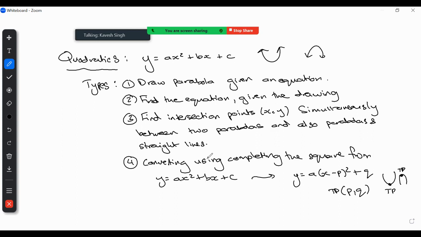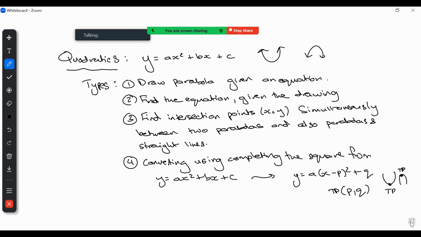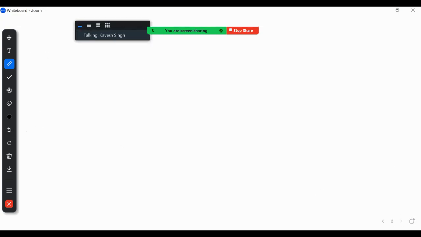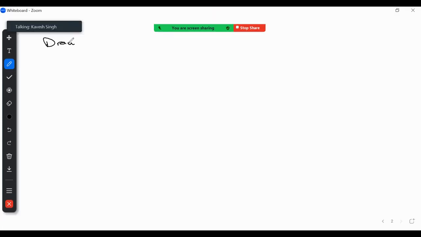All right, so let's jump into the first one. Let's see if we can draw a parabola when we're given the equation. So the question that we want to see here is, can we draw a parabola y equals, let's say, negative 2x squared plus 4x plus 3?